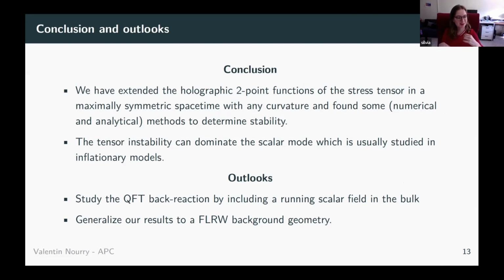During all your talk I was thinking, how can you generalize your results to other background metrics which have fewer symmetries? And then you said that this is a future perspective. So can you comment a bit on this? How can you extend your analysis when the spacetime is not maximally symmetric?